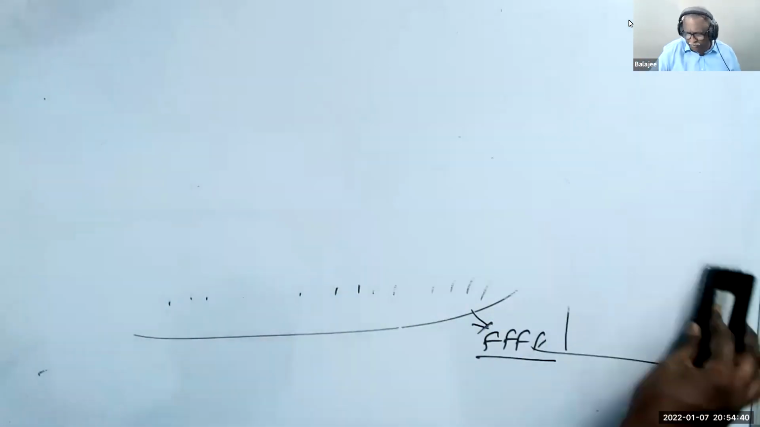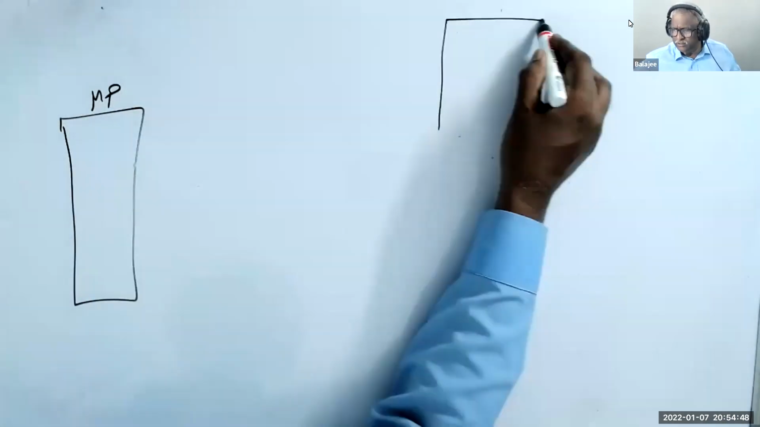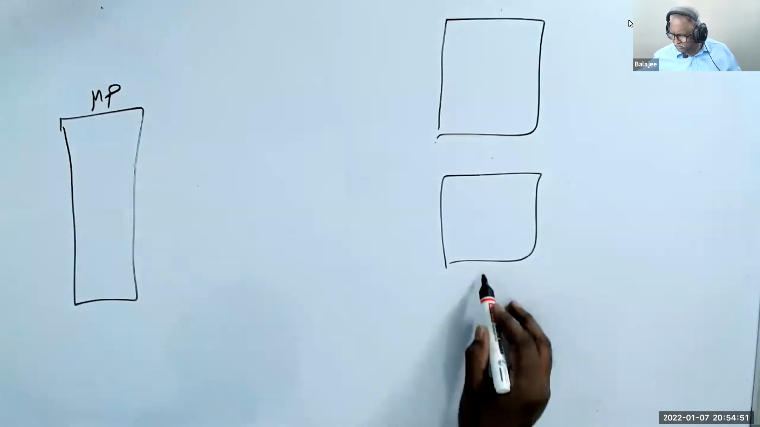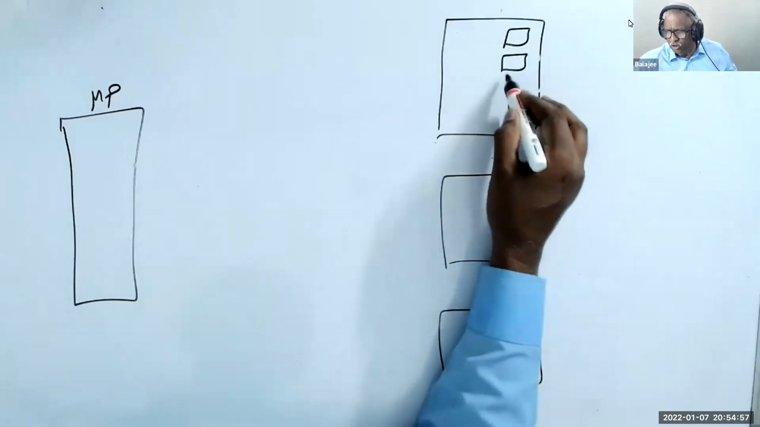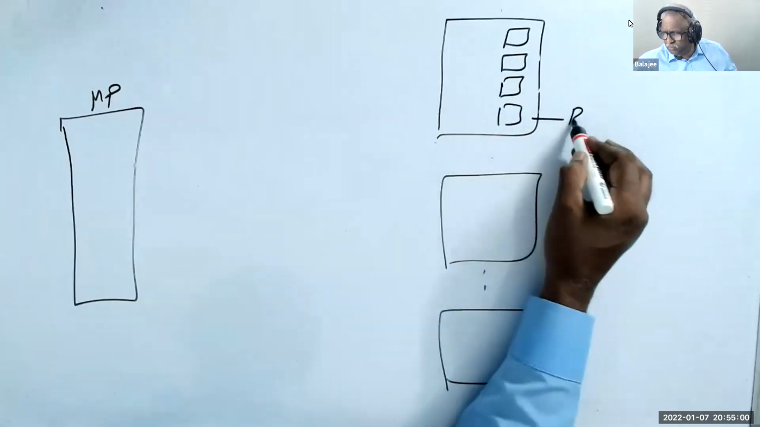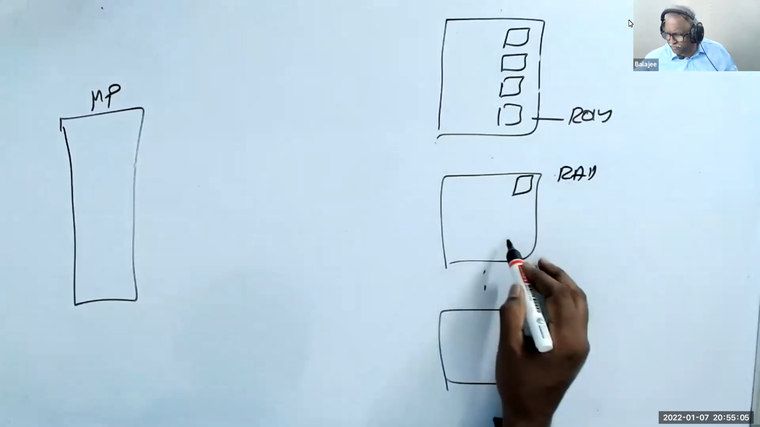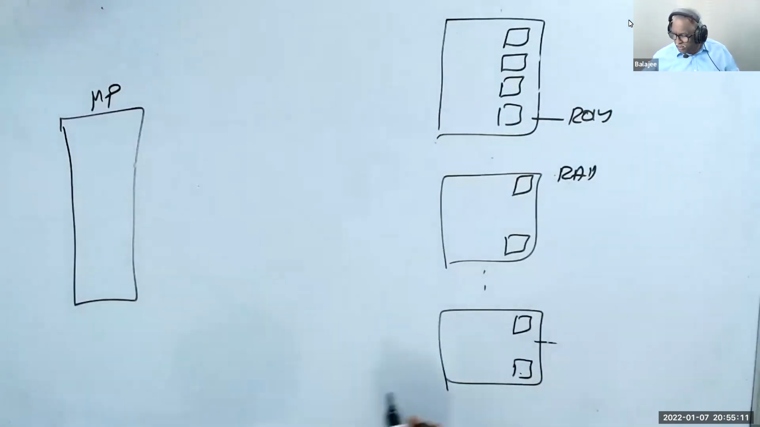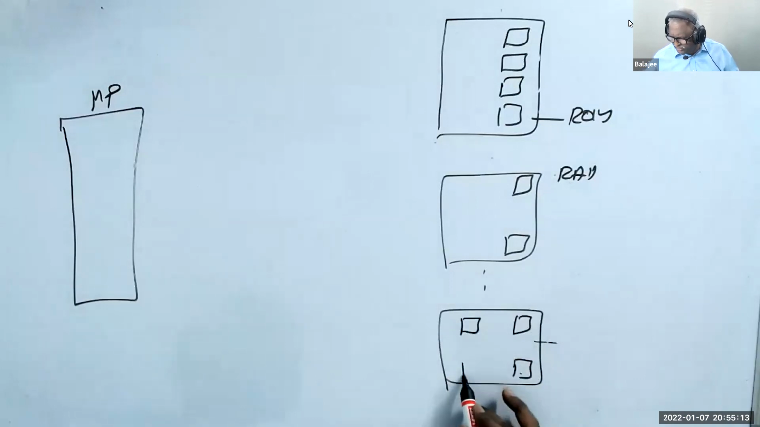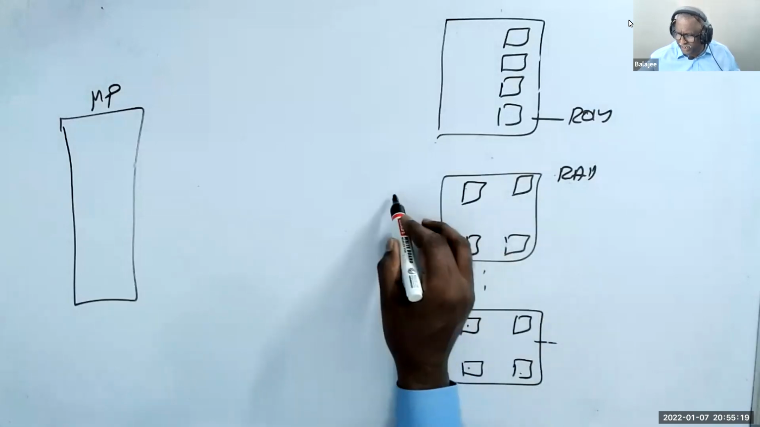So what happens now? I'll tell you a bigger picture. You have a microprocessor. I have so many components. Each component has small elements based on its property. If it is ROM, all of these will be ROM. If this is RAM, all the single units are RAM. If this is output, all the single units are output. Now, each one has a select logic, based on the size.